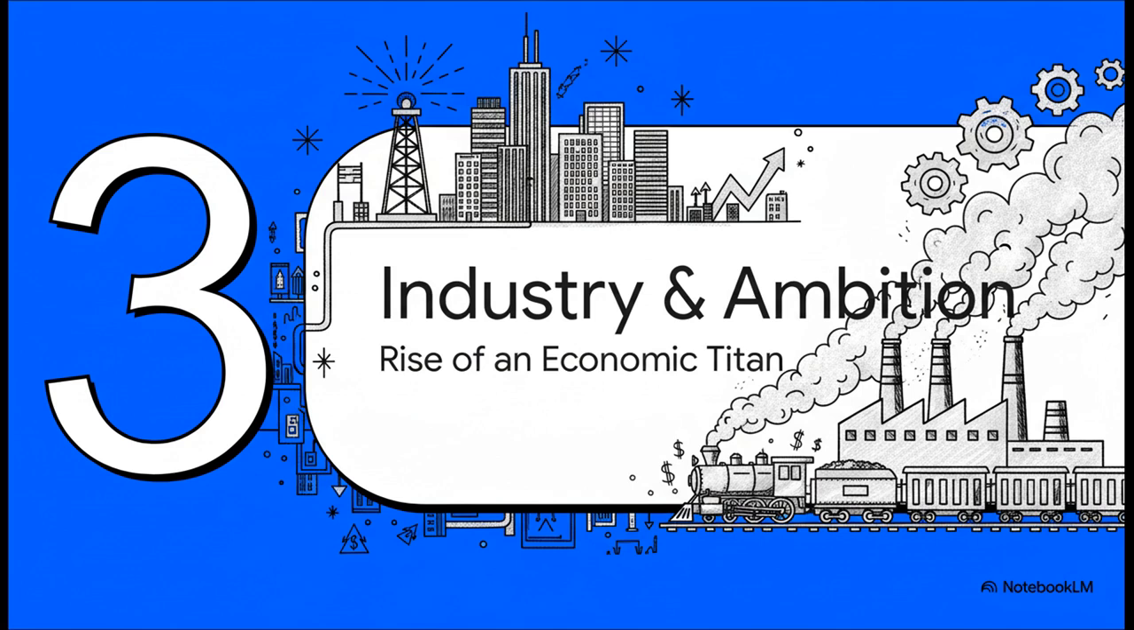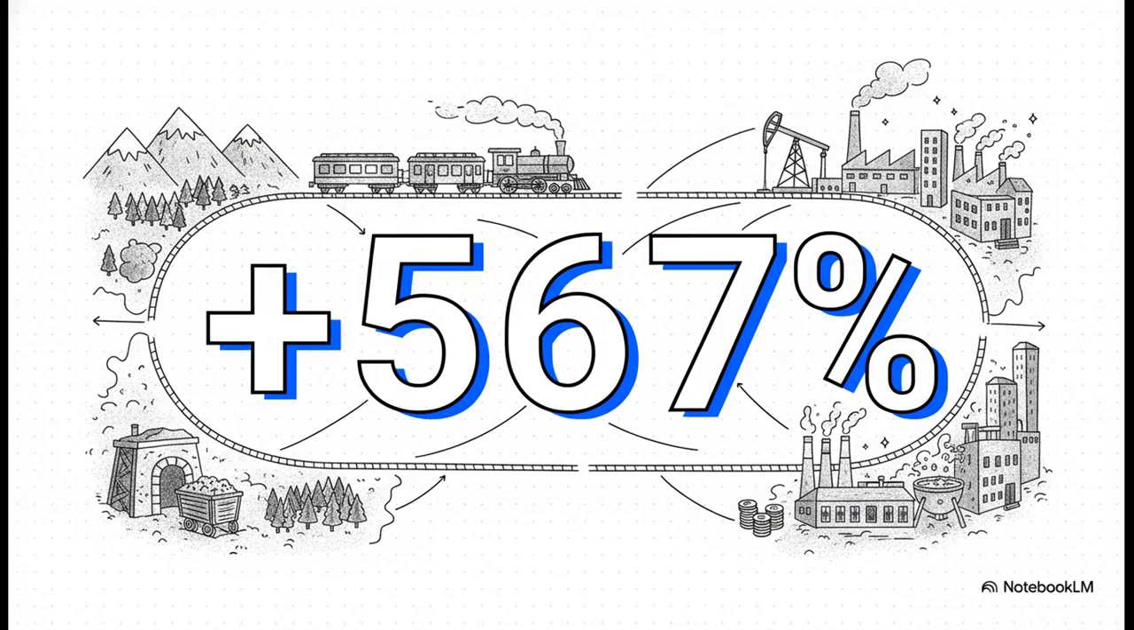This period is known as the Gilded Age, and it's called that for a reason. It looks shiny and wealthy on the surface, but underneath, there are a lot of deep social problems. This is when the United States really became the world's number one industrial power. Just look at that number, plus 567%. I mean, that's staggering, right? It tells you everything you need to know about the sheer speed of this change.